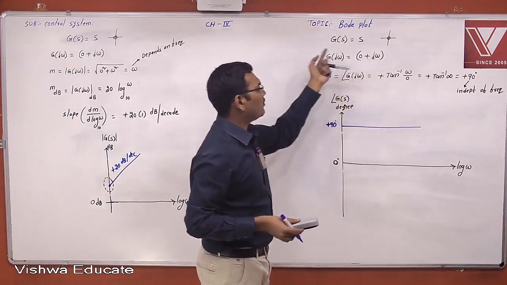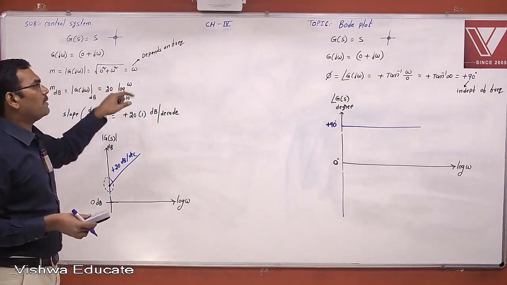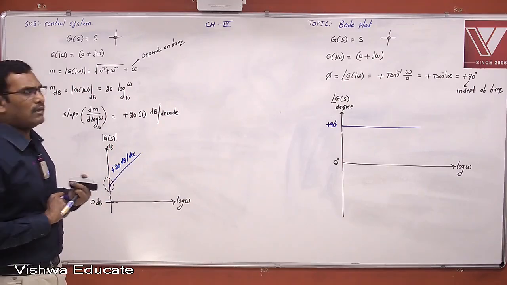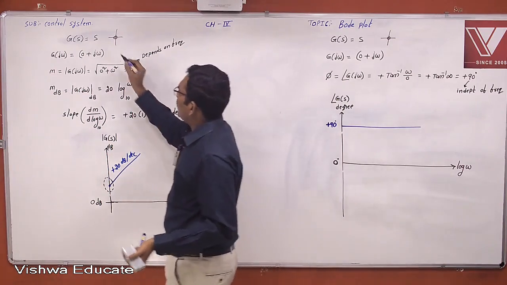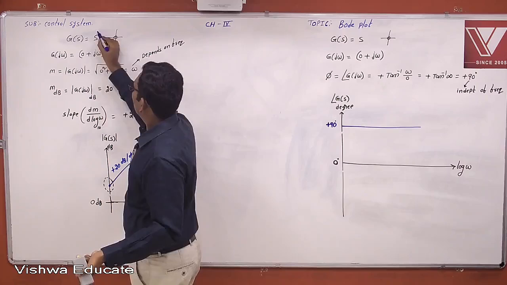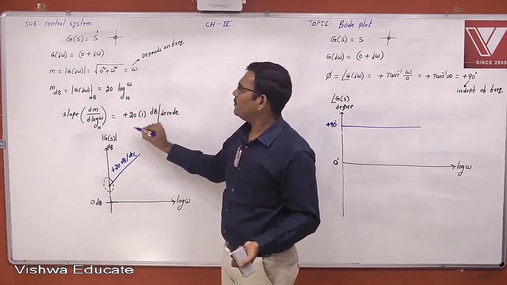This is the Bode phase plot of 1 zero at origin. This is the Bode magnitude plot of 1 zero at origin. Then one simple point I am asking. Now see here, this is 1 zero at origin, therefore the slope is plus 20 dB per decade.